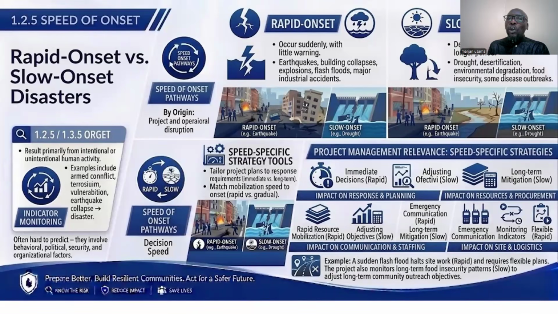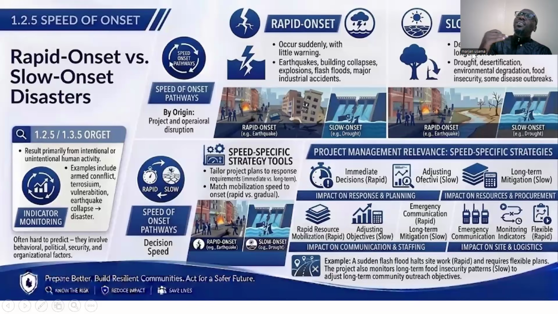Sometimes building collapse. The building collapses without any warning, it just collapses and people die. Explosions, flash floods, and so on. So these are disasters that happen quickly, rapidly, without warning. But in contrast, we have slow onset.